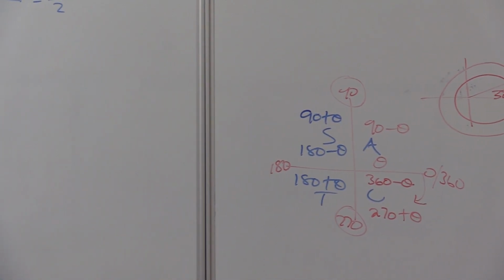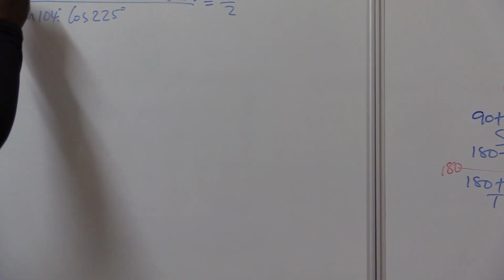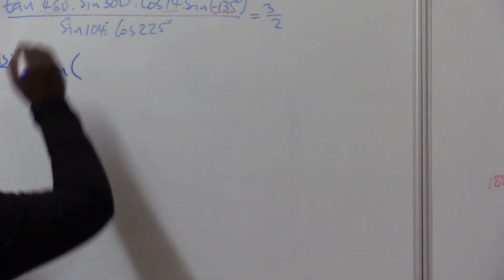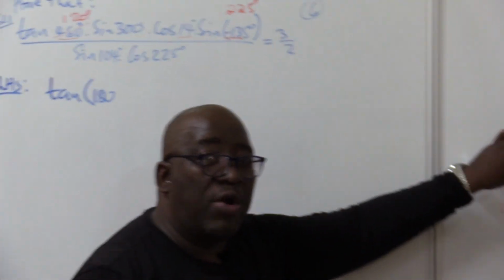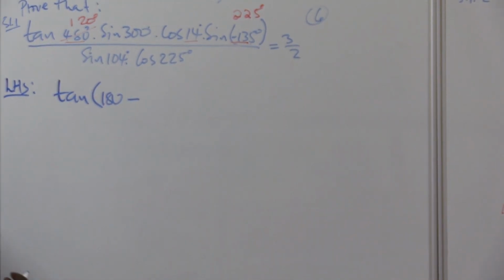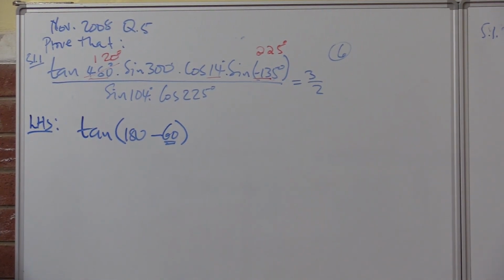Let's do this and see if we do get these special angles. We now know that tan of 120, we've reduced it, but we must reduce it such that it is a special angle. Let's see if we can do that. 120 is in the second quadrant. You can call it 180 minus or 90 plus. It's going to be 180 minus what will give me 120? 180 minus 60, yes. That's a special angle. That's what I wanted to get.